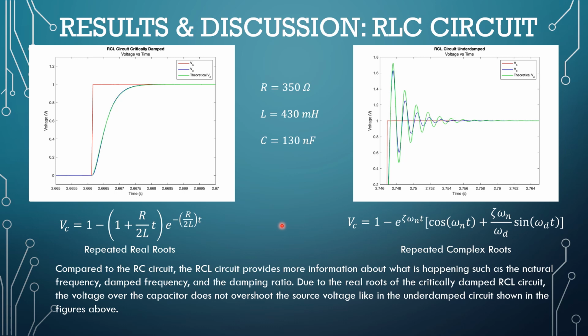Due to the real roots of the critically damped RLC circuit, the voltage over the capacitor does not overshoot the source voltage like in the underdamped circuit shown in the figures above.